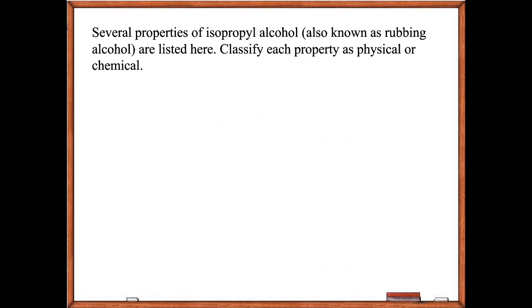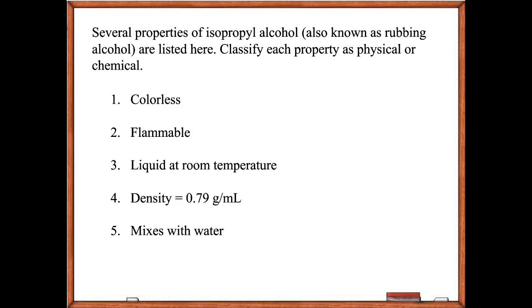Okay, so just based on what we just talked about, I'm going to go through a list of several properties of isopropyl alcohol, and we just want to classify them as physical or chemical. I'll give you a second here. You can pause the video and try to categorize these as either physical or chemical. You should be able to do this pretty much based on what we talked about. When you come back, we'll go over them together.